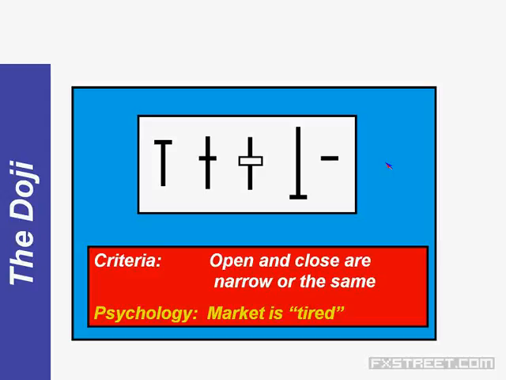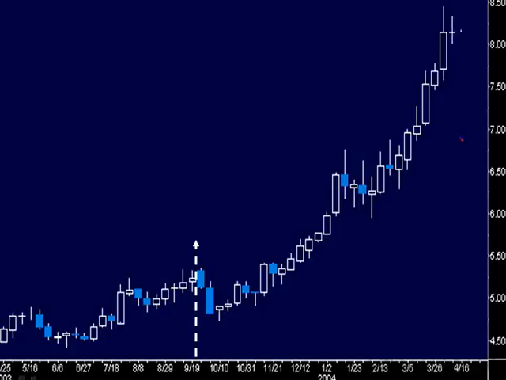This is the most popular pattern. A lot of people trade the Doji pattern because it's very easy to identify. I'll just remind you, it's when the open and the close are the same, or very close to each other, and it shows you that the market is tired. Now I'm quickly going to show you an example which I showed in the previous webinar, because it's such a good example and it allows you to really think about what I'm teaching you.